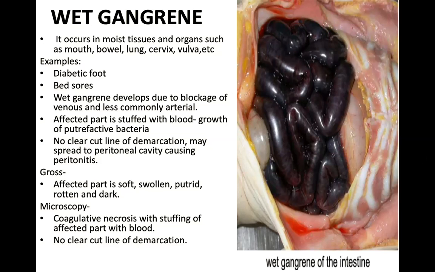Okay, this is an example of a wet gangrene of the intestine. Okay, blockage sa intestine. Nakikita nyo class, inflamed siya. Diba? So, sa microscopy, gross. Affected part is swollen, soft, putrid, and rotten, and dark. Okay, microscopy, coagulative necrosis with stuffing of affected part with blood and no clear-cut line of demarcation. So kaya siya, pwede niya mag-affect yung ibang part class kasi walang line of demarcation. Hindi mo alam saan nag-start yung gangrene, hindi mo alam kung saan nag-stop. Okay? Kaya pwede niyang ma-affect yung ibang portion ng body.